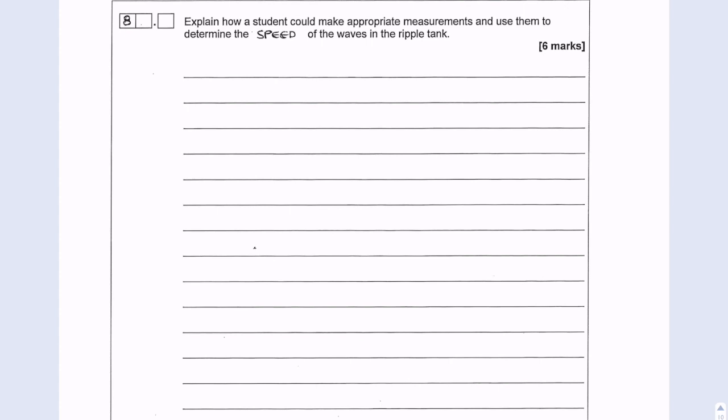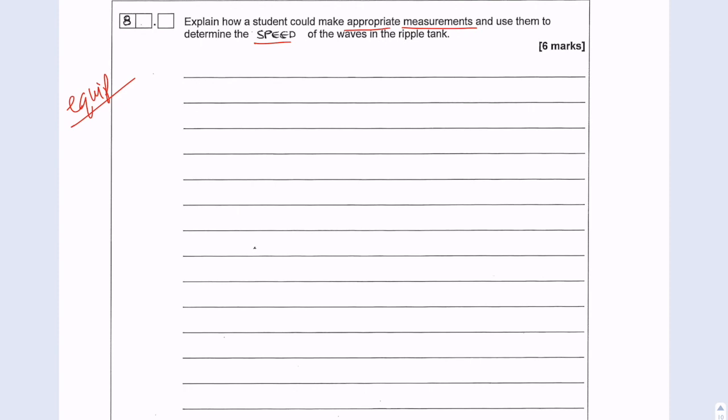I mean, unless you had a really good stab at this, actually. I must say you didn't do shockingly badly. Very few of you left it blank completely, but a couple of issues. One, very few of you talked about the equipment you needed to actually do the measurement. They didn't want a method. It says, explain how a student could make appropriate measurements and use them to determine the speed of the waves. But it didn't actually ask you for a full method.